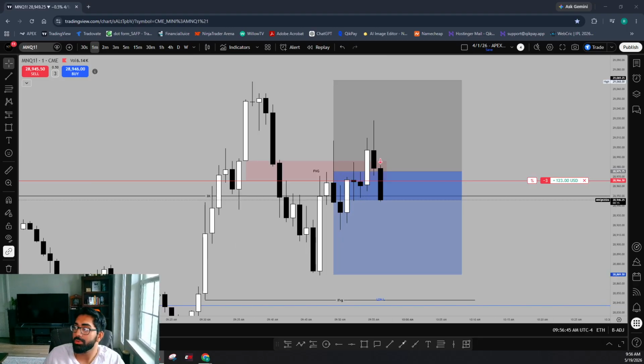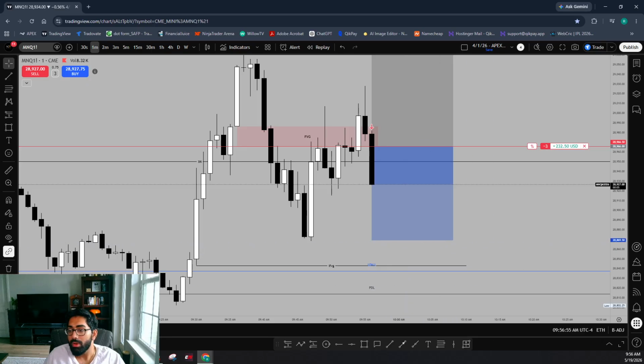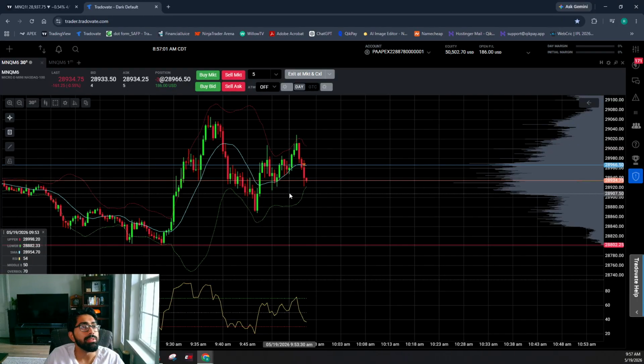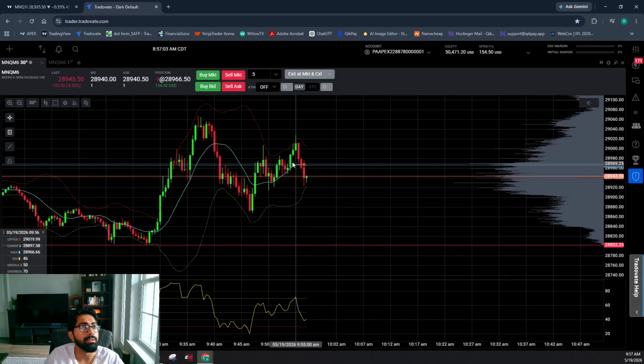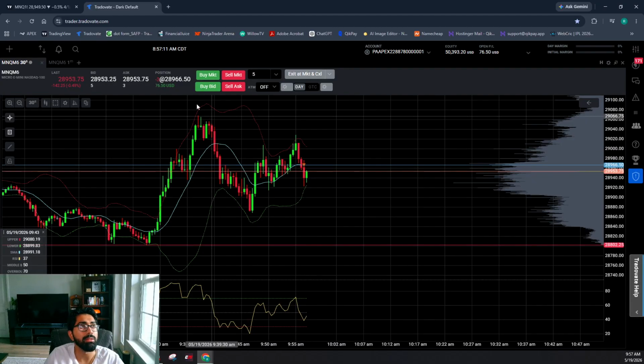All right, we entered our shorts right here. Waited for a 30-second IFVG break. So if you see here, sorry, not 30-minute, 30-second. This bullish fair value gap right here, candle 1, candle 2, candle 3, we inversed it with this candle right here, entered shorts immediately.